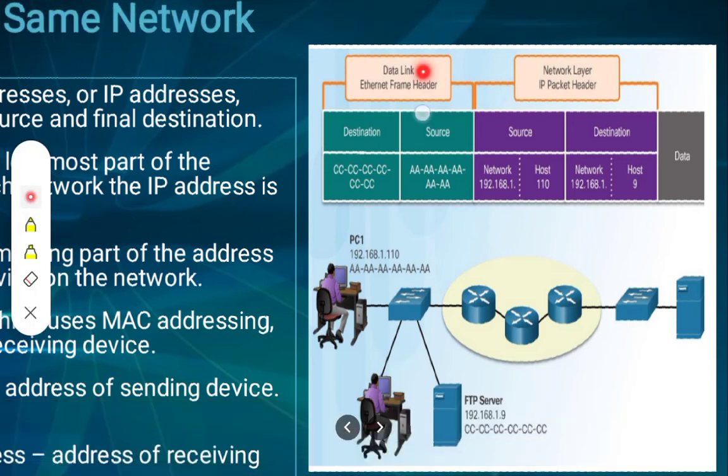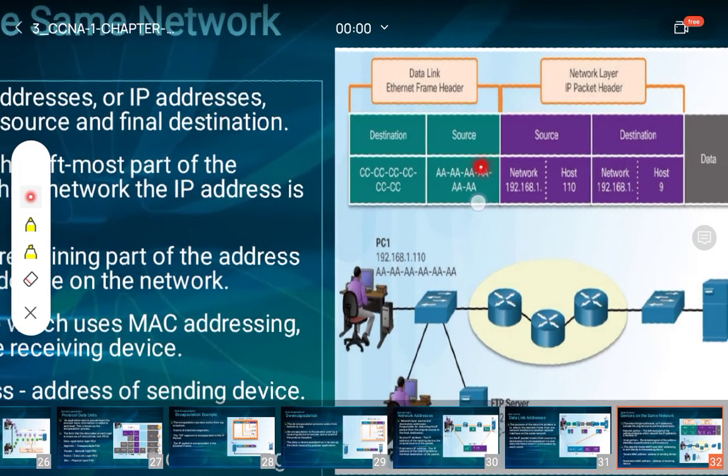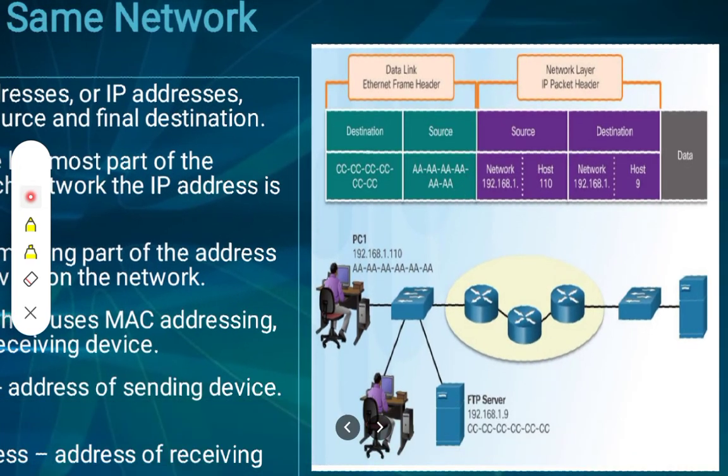The data link frame, which uses MAC addresses, is sent directly to the receiving device. The source MAC address is the address of the sending device. The destination MAC address is the address of the receiving device also.